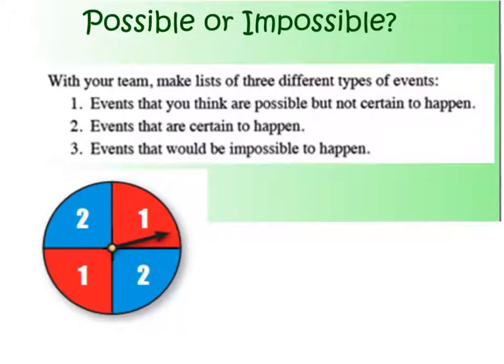All right, so I'll start with the first one. An event that is possible but not certain to happen. I could say, what's your probability of getting a 1 when you spin the spinner? Well, it's possible, but it's not certain that it will happen.